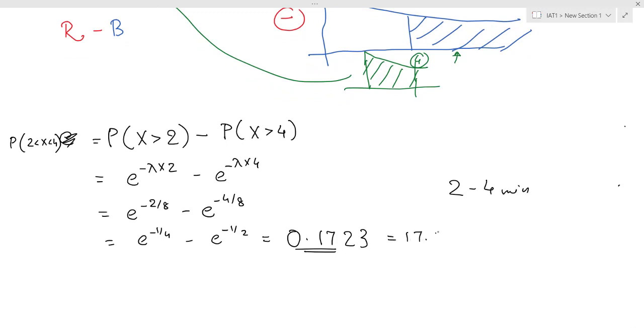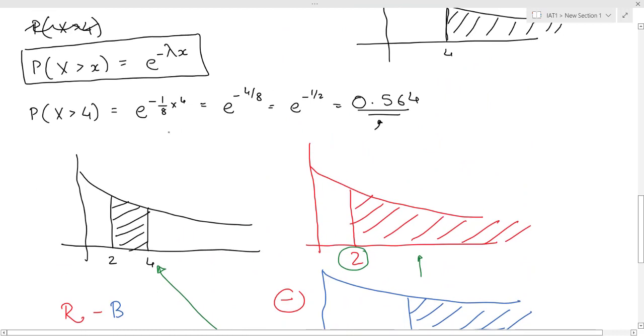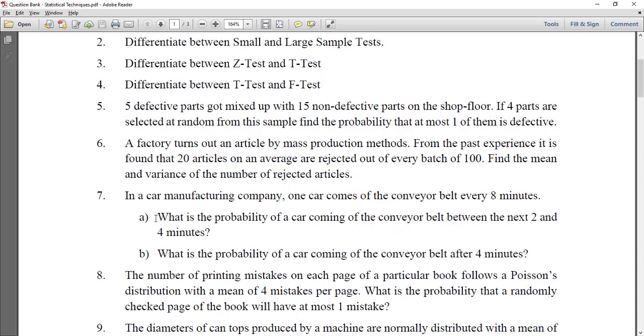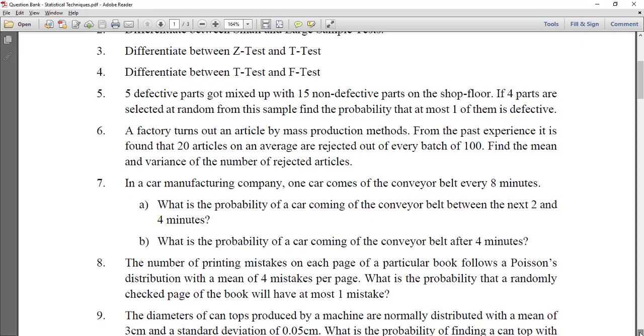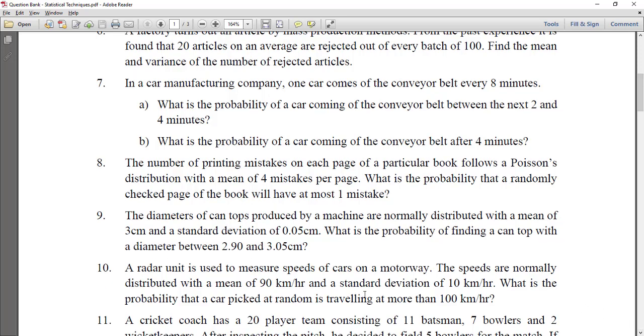Right? So the probability of a car getting manufactured in 2 to 4 minutes is 0.1723, which is 17.23 percent. And the probability of a car getting manufactured after 4 minutes is 0.564 or 56.4%. So this was your question number 7, in which we have seen exponential distribution. This is an example of exponential distribution.